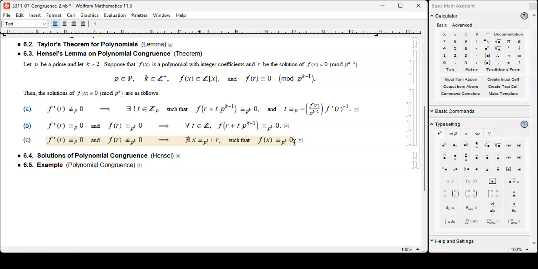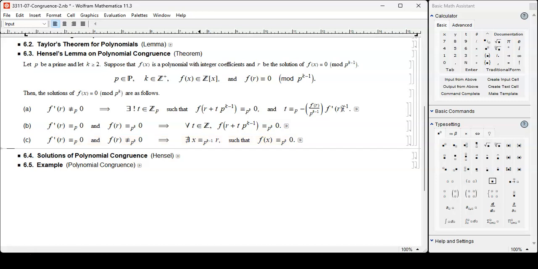Now, did I leave out anything? I didn't. I covered everything. F prime of r is either 0 or non-zero. Non-zero case done, 0 case we have here. And f of r is either 0 or non-zero. 0 case here, non-zero case here. So I covered everything, so the classification is complete. Either we have A, B, or C. In case A, we have a unique solution. In case B, we have multiple solutions. In case C, we have no solution.